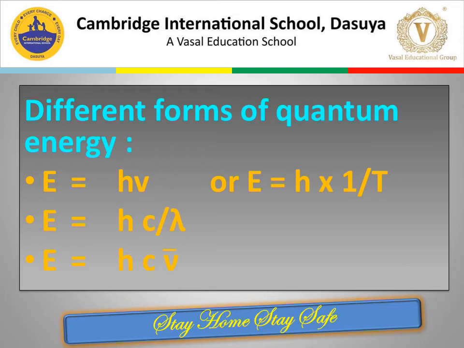The quantum of energy can be written in different forms. Some of these are given here. E equals h nu, where we are relating energy with the frequency of radiation. Since the frequency is equal to 1 upon t, the energy in terms of time period can be written as E equals h into 1 upon t. Since nu equals c upon lambda, we can write E equals hc upon lambda, or in terms of the wave number, E is equal to hc nu bar.